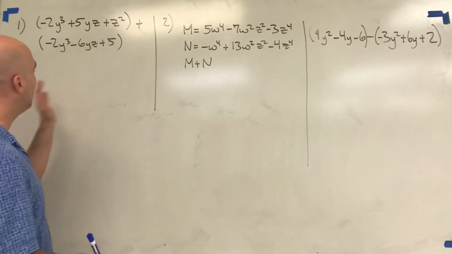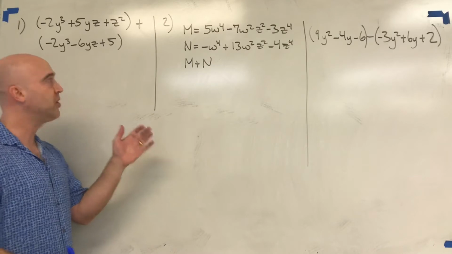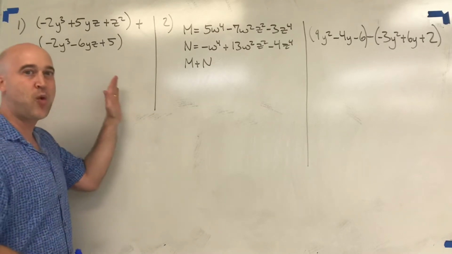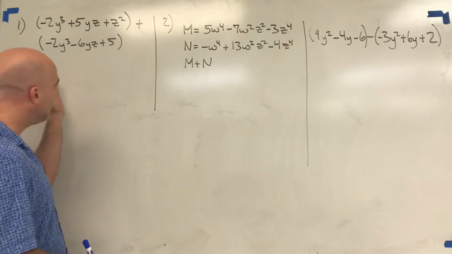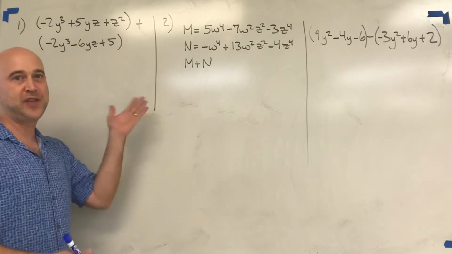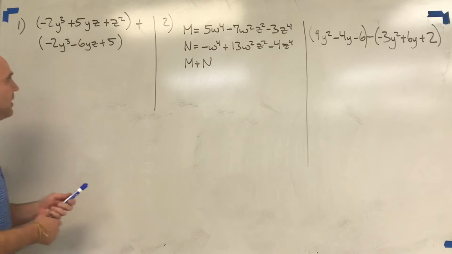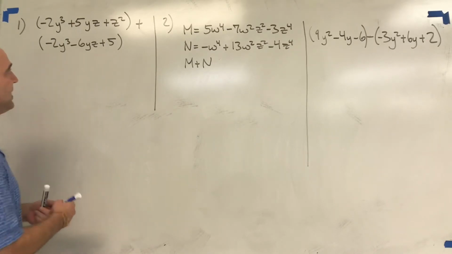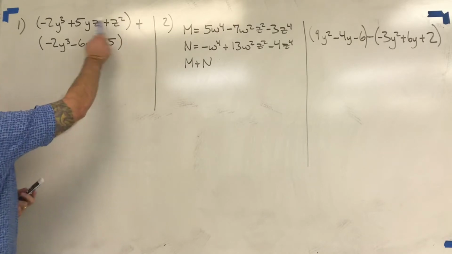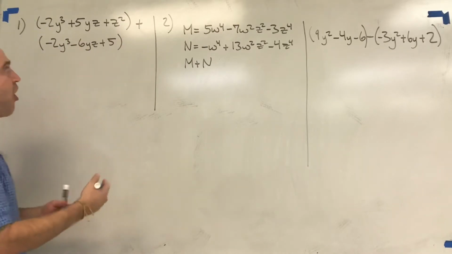Then they like us to order it, and usually the order goes in descending order of the powers. So the greatest power comes first, and it goes all the way down to the constant, which has power 0. So let's jump right into it. I like to underline things that I start grouping together. We have a plus sign, so these parentheses aren't affecting us at all.